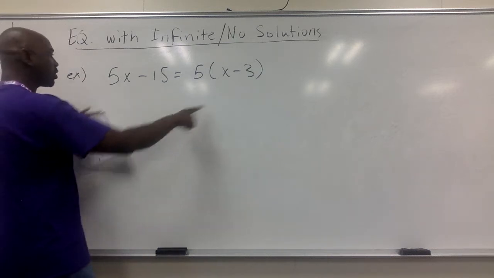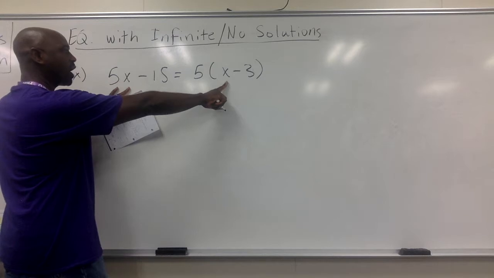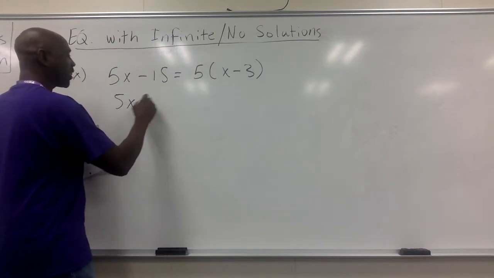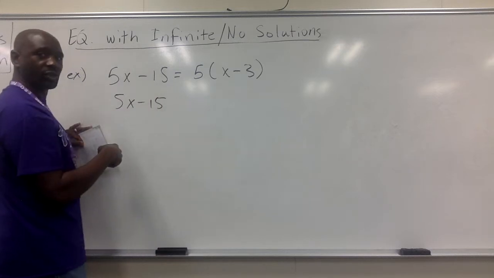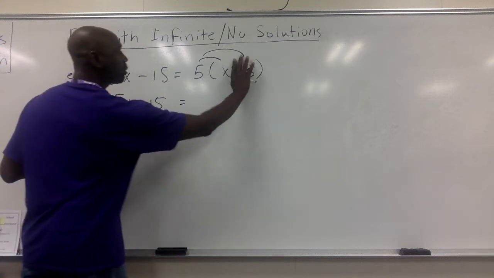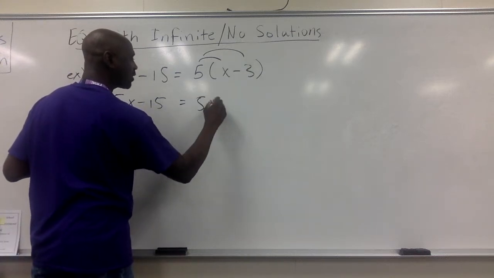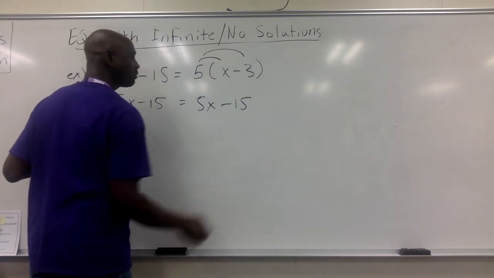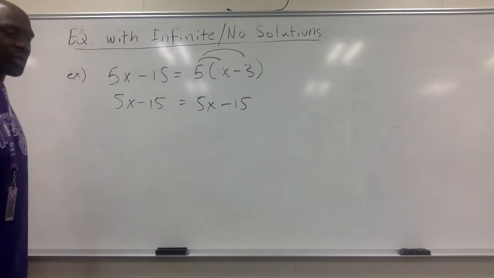Solve this equation. It's one of those situations where I have variables on both sides, but I need to simplify this one first. So over here, I have 5x minus 15 because I didn't do anything to it. On the right side, I need to distribute. When I distribute the 5 times the x, I get 5x. When I distribute the 5 times the negative 3, I get negative 15. Just simplified, haven't solved yet.